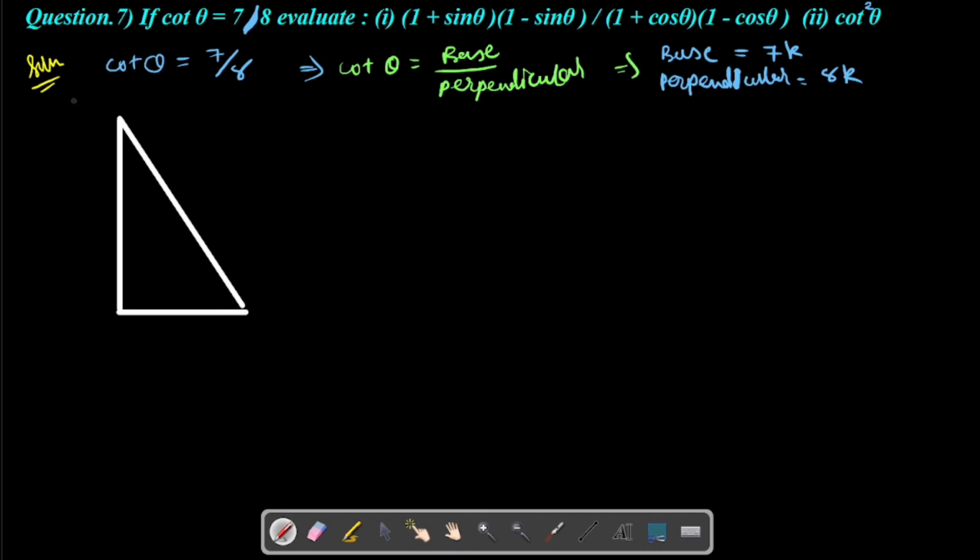Okay, just name it as ABC, right? This is A, this is B, and this is C. Now let me name this angle as theta. Okay, that's it. So we have given base upon perpendicular for angle theta. Okay, so for angle theta, base becomes this BC, which is equal to 7k. Now the perpendicular is 8k. Here AB is the perpendicular, so we can write it as 8k. Now we have to find this hypotenuse.